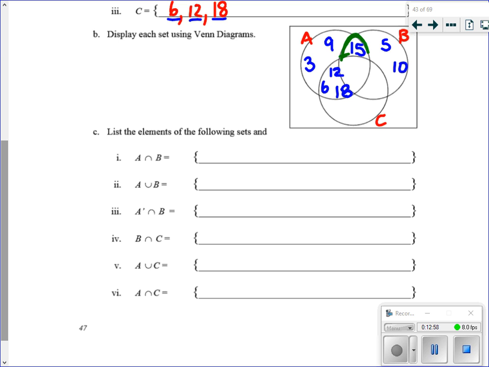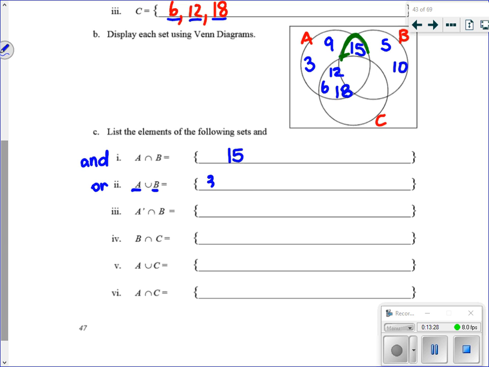Okay, so that would be just the element 15. Okay, what about A union B? Remember, union means it's in A, or it's in B, or it's in both. Union is or. Intersect is and. Maybe write those in the margin just so you remember. It's in A, or it's in B, or it's in both. And again, like I said, we always list it in ascending order.